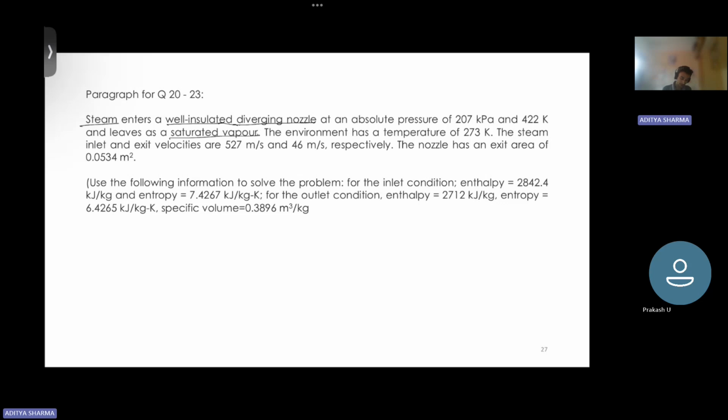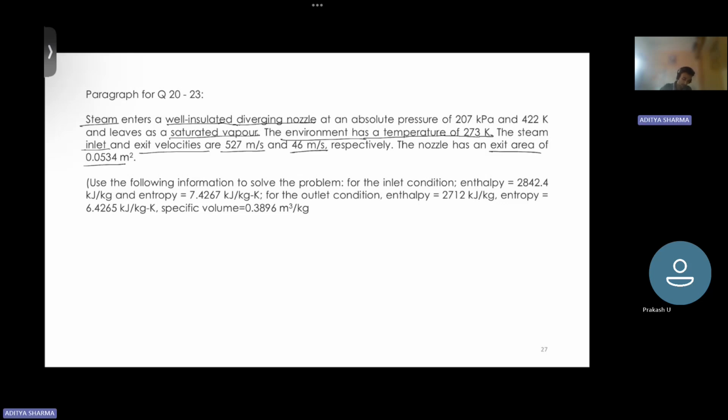And the environment of this nozzle has a temperature of 273 Kelvin, right? Further, the steam inlet and exit velocities are 527 and 46, right? So V1 is 527, V2 is 46. Exit area also is given, 0.8534 exit area is given.